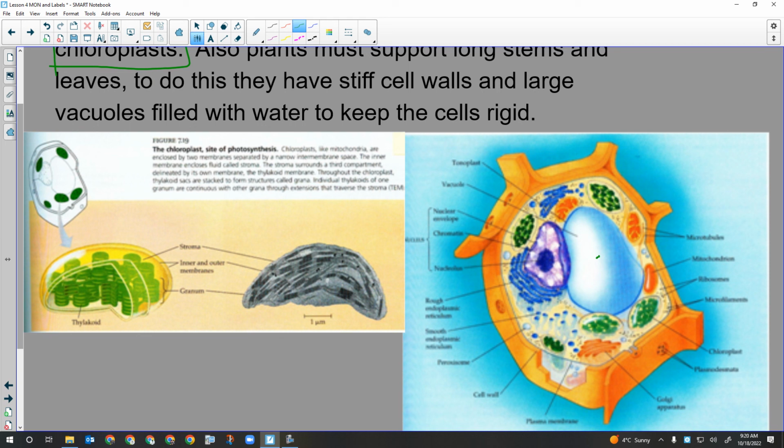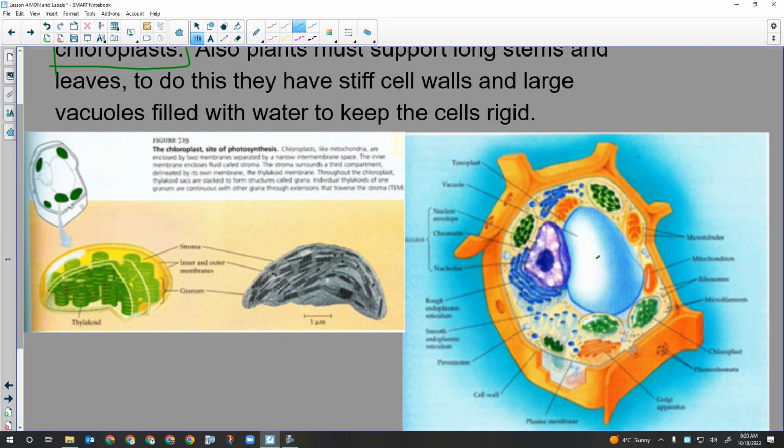All right, so we've got the cell wall, and we've got the water vacuole, and we've got the chloroplasts. Everything else is the same as an animal cell, obviously lacking the lysosome, peroxisome, centrioles, and cytoskeleton. Don't need a cytoskeleton in plants because that's what the water vacuole and the cell wall do.